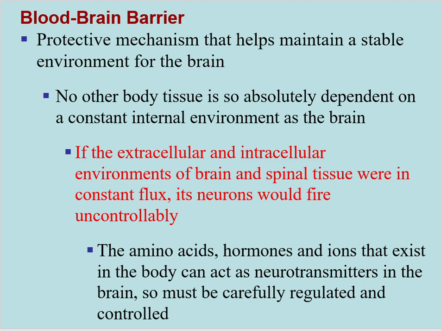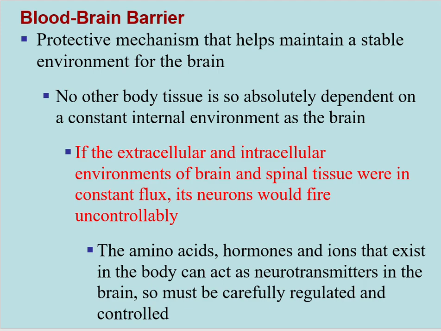Separating parts of the brain from the blood is the blood-brain barrier, a protective mechanism that helps maintain a stable environment for the brain. Why would we want this barrier? Well, because some of the extracellular ions and things that we find in the body would act as neurotransmitters in the brain. So if the extracellular and intracellular environments of the brain and spinal tissue were in constant flux, neurons would fire uncontrollably.